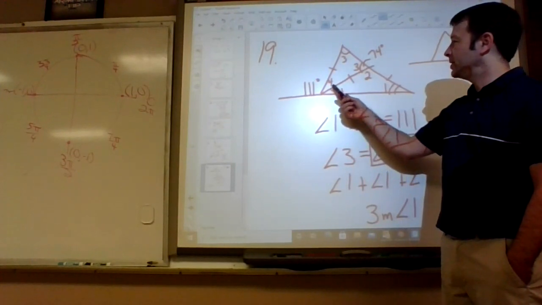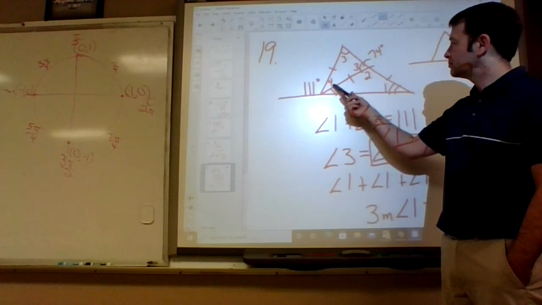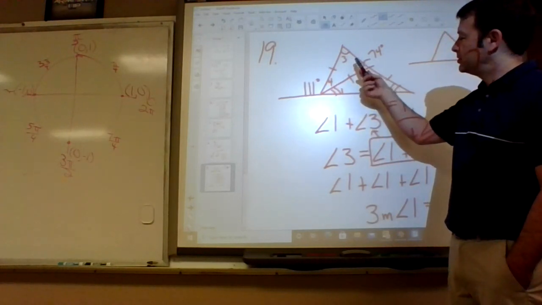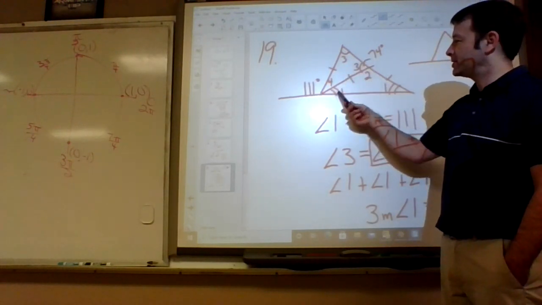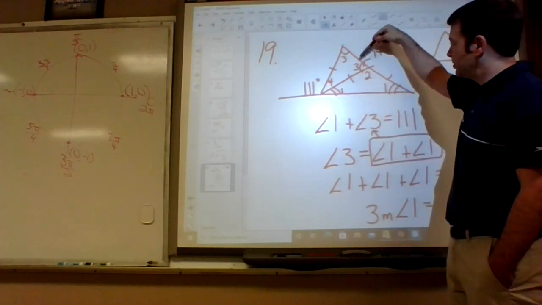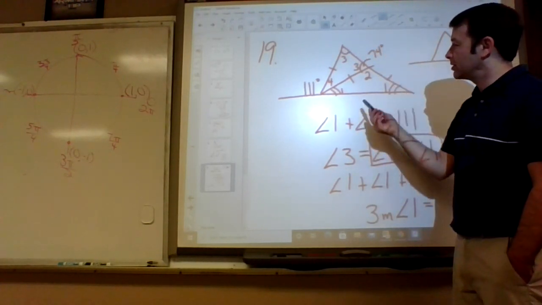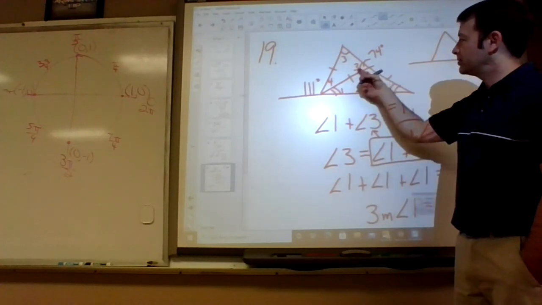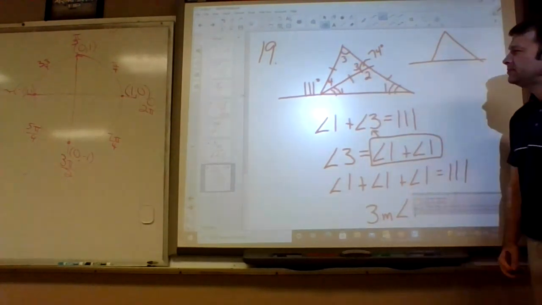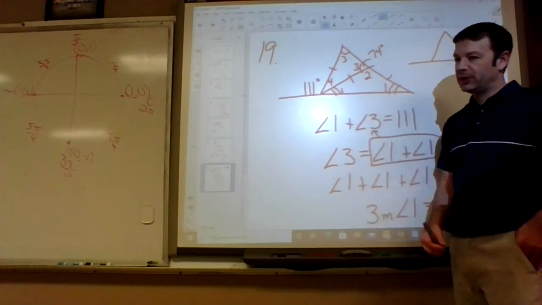How could I find angle 4? There's a few ways to do this one. We know all three of these angles, so we could do 180 minus those two, or these two are 74, so we could do 180 minus 74 minus 74. Get that one. Three angles of a triangle. 74 plus 74 is 148. 180 minus 148 is 32. So angle 4 would have to be 32 degrees.